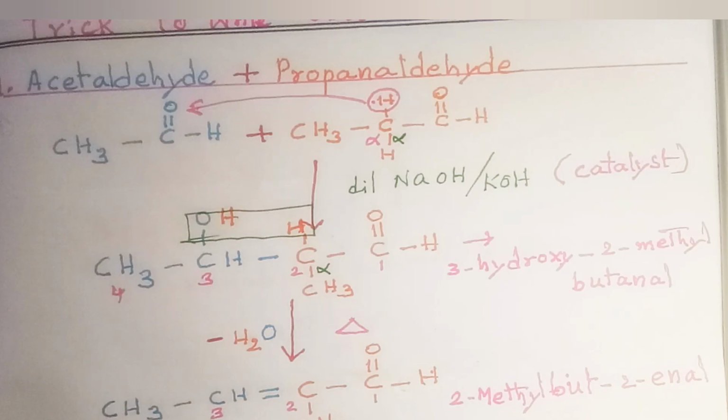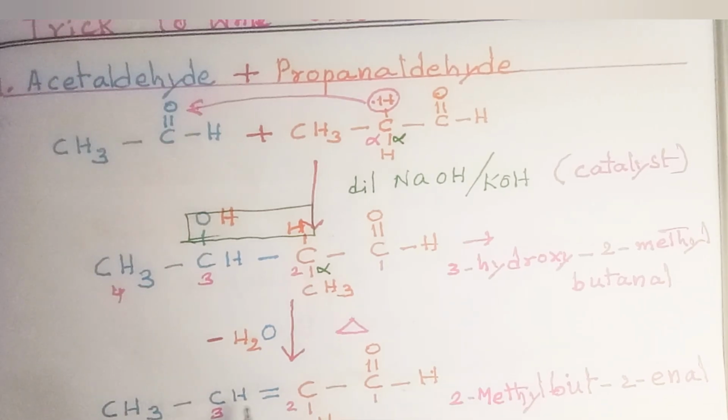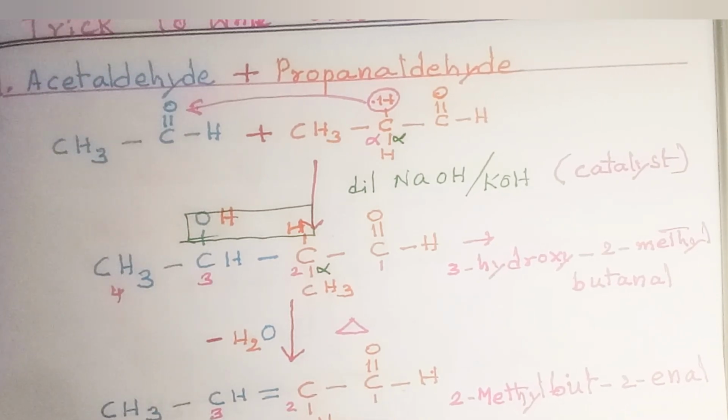So it is a but. It has a methyl group attached to the second carbon atom, and there is a double bond between the second and third carbon. So it is called 2-methyl but-2-enal. Enal because al means aldehyde. So it is 2-methyl but-2-enal.